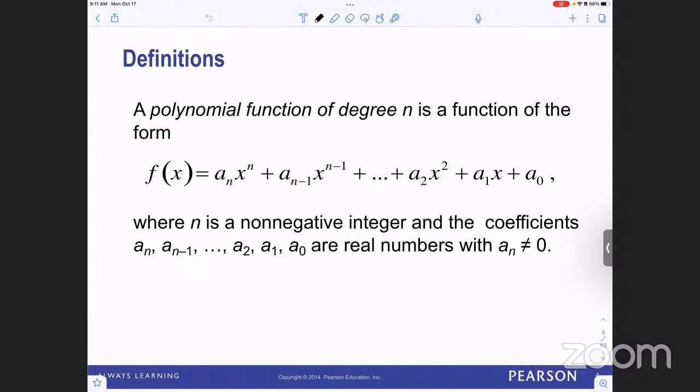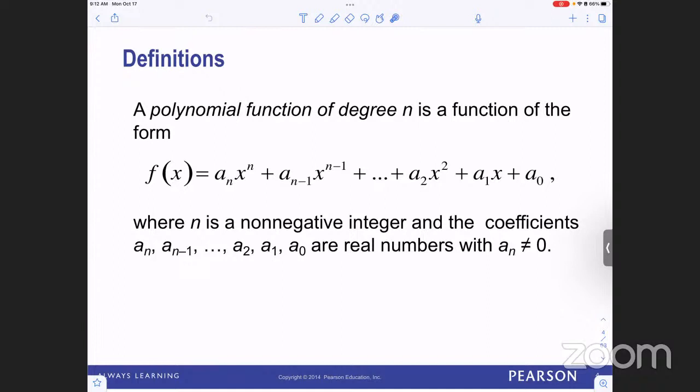We have this definition that says a polynomial function of degree n is a function of this form, where n is a non-negative integer and the coefficients that you see are real numbers, where a sub n is not equal to 0. All right, let me grab this.